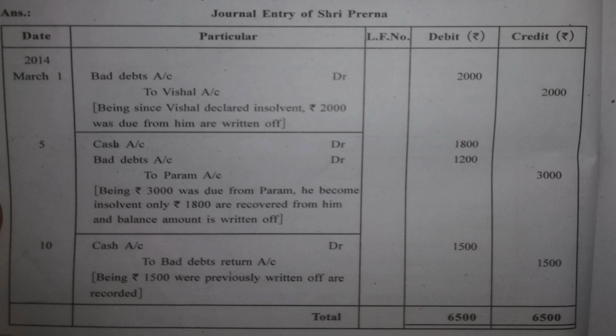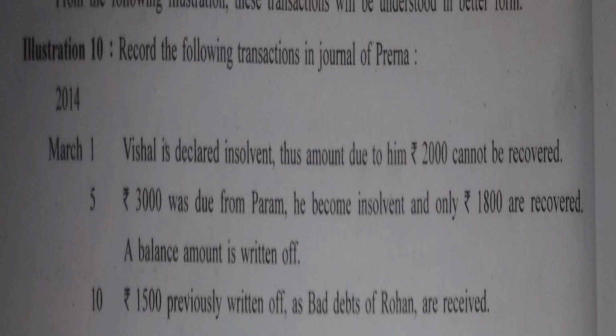Alright, let us see the next transaction. Rupees 3000 was due from Param. That means you were supposed to receive 3000 from Param. He became insolvent, and only 1800 are recovered. The balance amount is written off. Param is our debtor. We are supposed to receive 3000 rupees from him. He became insolvent and will be able to pay only 1800, so the balance amount is written off.